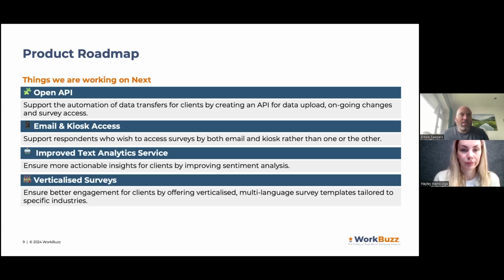And then verticalized surveys. So what we want to do is change our surveys so that they align better with the industries that you are in. So rather than a one size fits all survey template, we're going to be looking at the industries that our customers serve and really align the questions to what your goals are, what the specific challenges are in those industries to make sure that you are asking the best questions so you can get the best answers. Rather than, as I said, one size fits all, this will take those to a different level to hopefully improve your engagement and improve the data that you're getting.